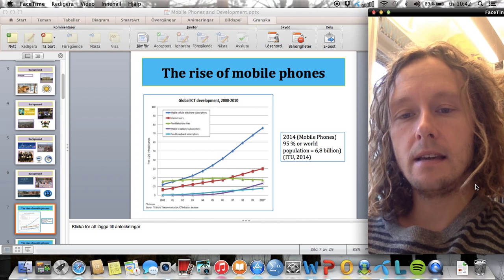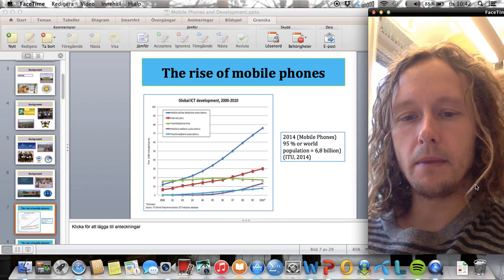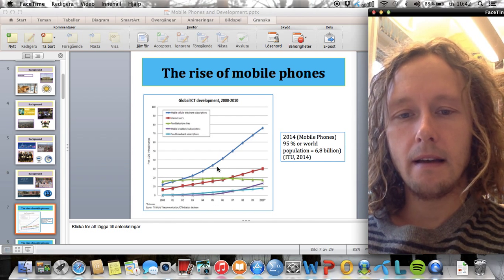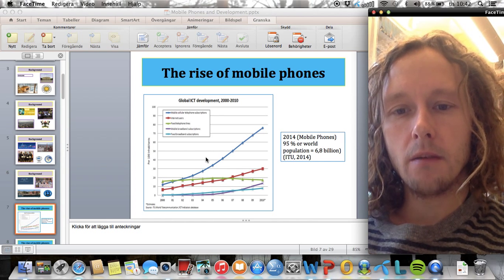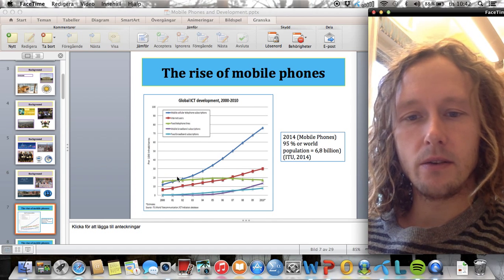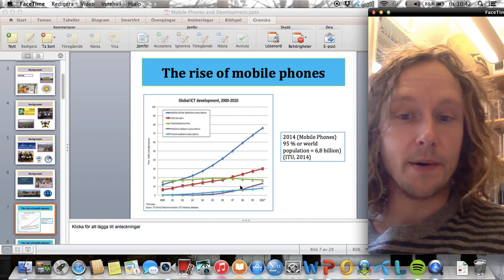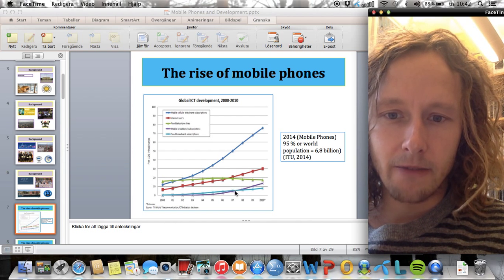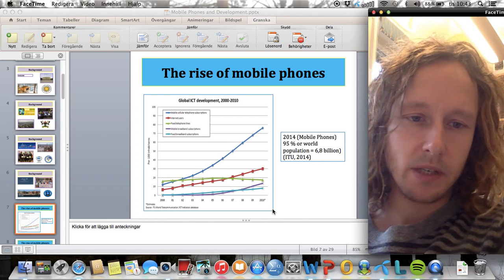And you can see here how in 2010, this blue line here is mobile telephony. It reached almost 80% of the world population, compared to internet here at about 30%. The green line here is fixed telephony, so that's actually going down, while fixed broadband subscription is going up slightly, but just under 10% of the world population.